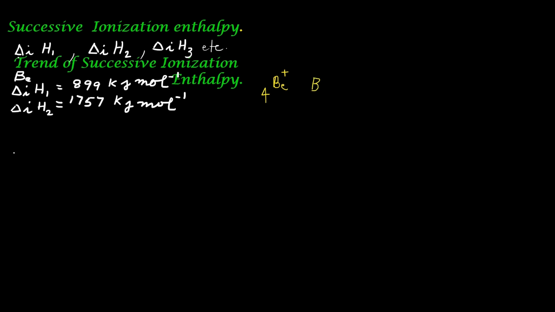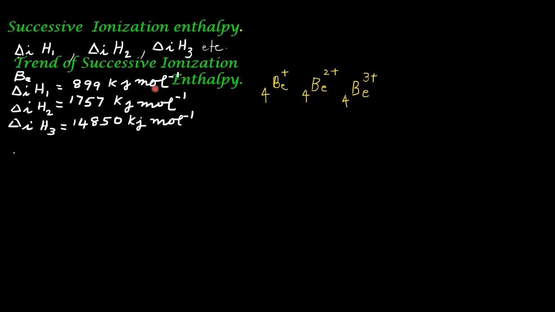When it loses an additional electron, it gains one more charge and becomes beryllium 2+. Nuclear charge again remains the same, but the number of electrons decreases. The energy absorbed when this beryllium 2+ ion loses one more electron and becomes beryllium 3+ is the third ionization enthalpy. It is equal to 14,850 kilojoules per mole. The ionization enthalpy increases further.